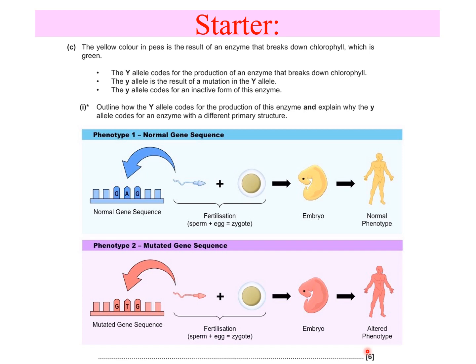Outline how the Y allele codes for different production of this enzyme, and explain why the Y allele codes for an enzyme with a different primary structure. So this question is only 6 marks, okay? But if you were given a bigger question on this, because you could quite easily be, how would you talk about it? Well, you would talk about quite a few different things, because you could talk about mutations, protein synthesis, transcription and translation, and the DNA structure, and therefore it shows you how much it actually all links together in the topic that we're about to cover.